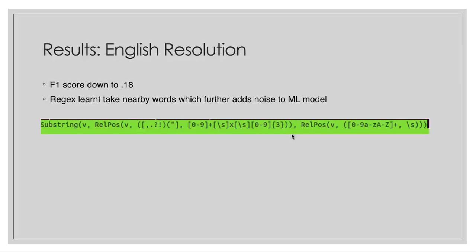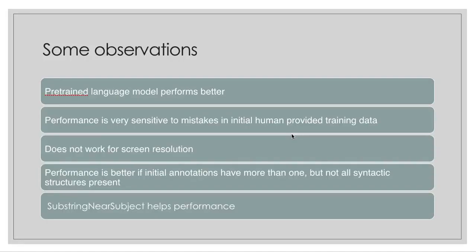But there are also a couple of bad programs that we see, such as this one that is highlighted in green here, where the output takes a large string and it's not just the value that we want to extract, and this can add more noise. So some of the observations that we saw are that performance is sensitive to mistakes in initial human provided data, and the substring near subject helps the performance.